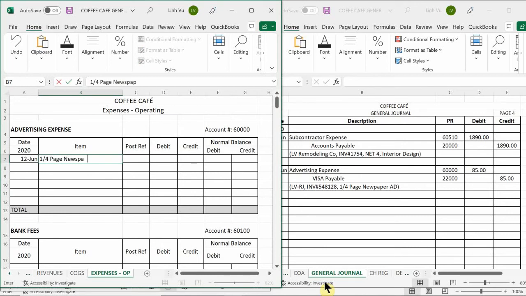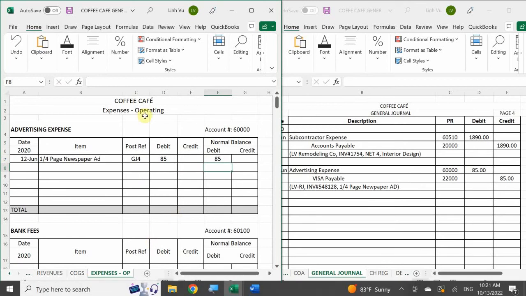Right, we bought a newspaper ad. Okay, do you need to know the dates and specifications of when it's going to run? It's up to you if you want to add that in there, but in this case, I'm not going to. That's good enough. We're on our 4th journal here, and we paid $85 for this newspaper ad.